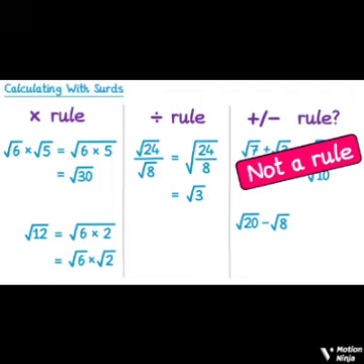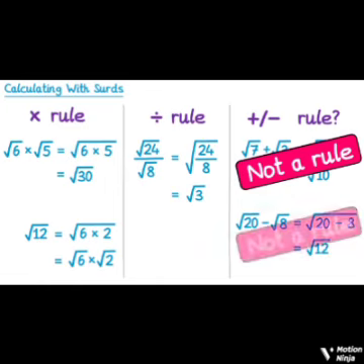If you had the square root of 20 minus the square root of 8, you couldn't write this as the square root of 20 take away 8, or the square root of 12. This is also not a rule. So these rules work for multiplication and division, but not for addition and subtraction.